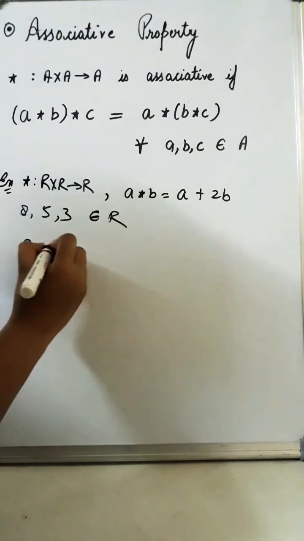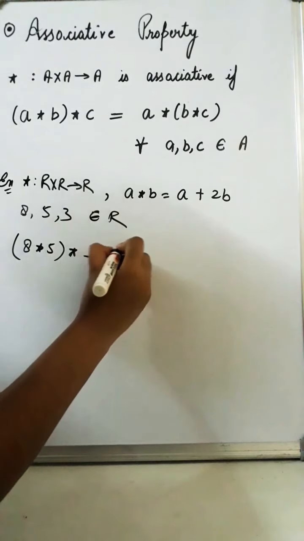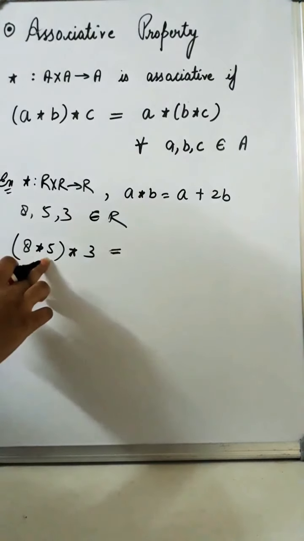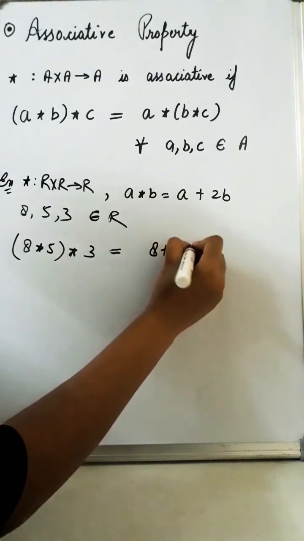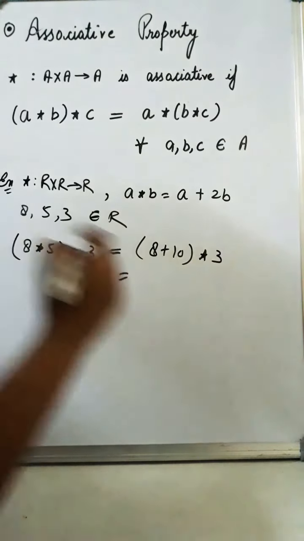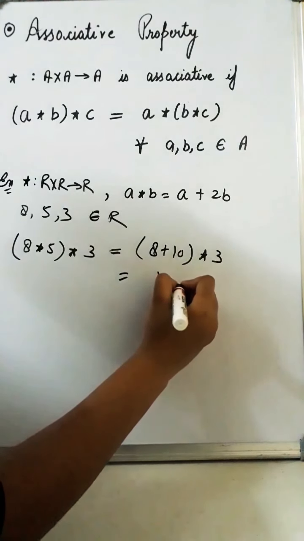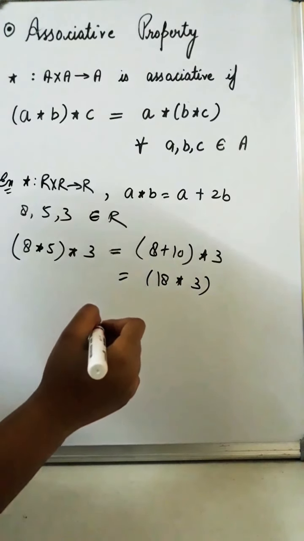8 star 5 star 3 is what? 8 star 5 means 8 plus 2 times 5, that is 8 plus 10, star 3. That means 8 plus 10, 18, star 3. Again, this means what?